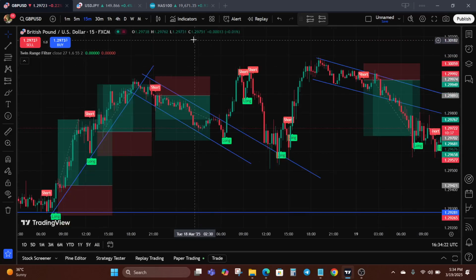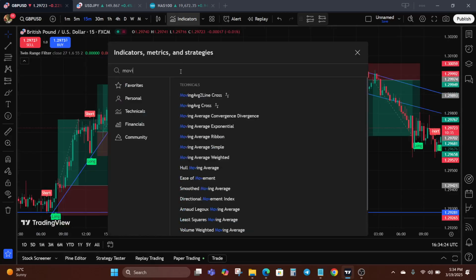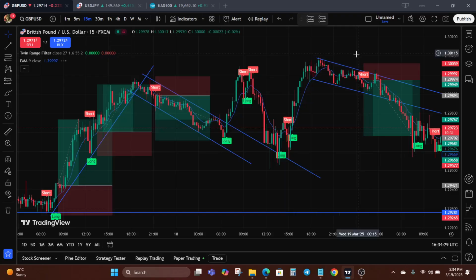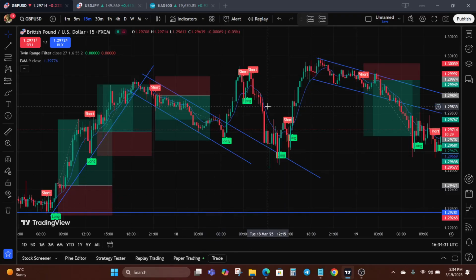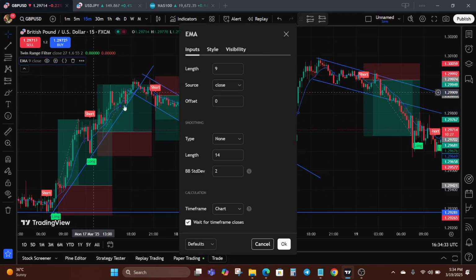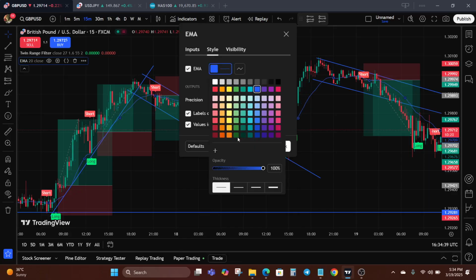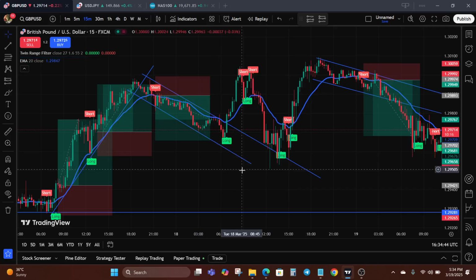You can use it to confirm trend direction, right? You know that the moving averages are one of the most common trend following indicators, right? So you can decide to edit the period for the moving average according to your trading style. Once you have done that, then you can just use that to confirm the trend direction. It's great for confirming the trend direction.